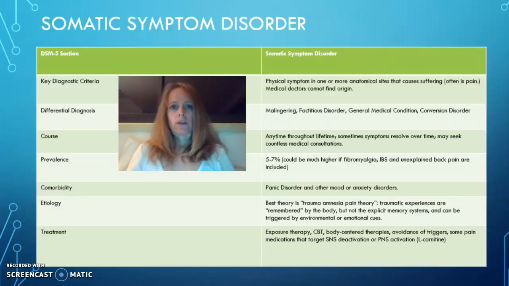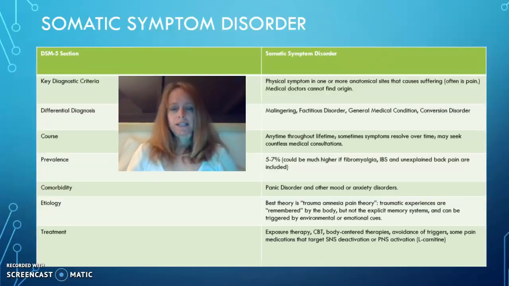Okay, so there are a couple of disorders in this category. We're going to start with somatic symptom disorder, then we'll talk about conversion disorder, and then finally we're going to talk a little about typical disorders that we might struggle to differentially diagnose between these two, which is malingering and factitious disorder. So I'll save those for a little later.